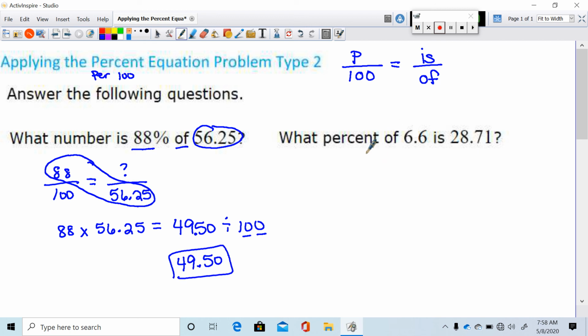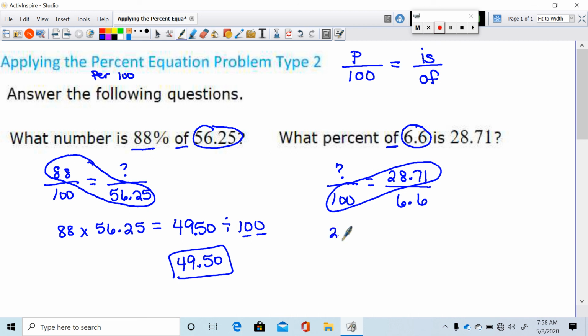Okay, on this next one, we don't have a percent symbol, so that's actually the number that we're looking for. Okay, the next number, the 6.6, has the word of in front of it, so that goes in the denominator. And the 28.71 has the word is, so it's is over of. And if you have problems remembering which is which, it's alphabetical order, so I and then O is over of.